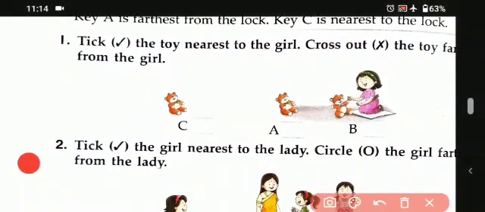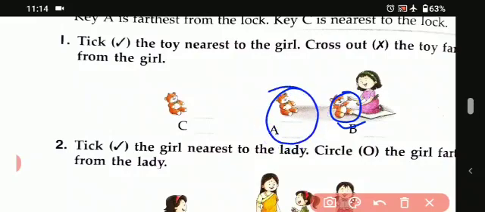Like, take the toy nearest to the girl. This is the toy which we can see here, that is nearer to the girl, and this is the toy which is furthest away from the girl.